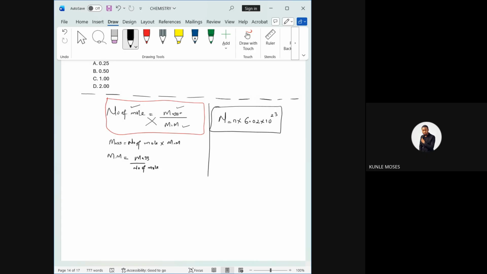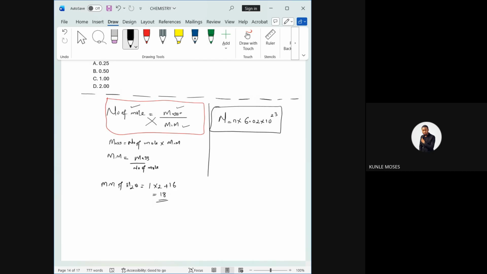For example, if they ask us to find the molar mass of water, the molar mass of water is simply, what is the relative atomic mass of hydrogen? Is it not 1? That will be 1 times 2 plus. What is the relative atomic mass of oxygen? Is it not 16? So 1 times 2 plus 16 is equal to 18, isn't it? So this is the molar mass for water.